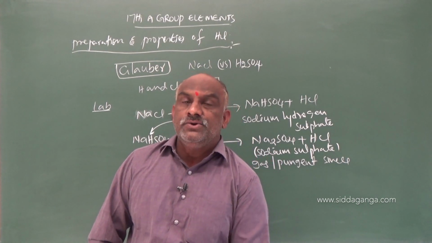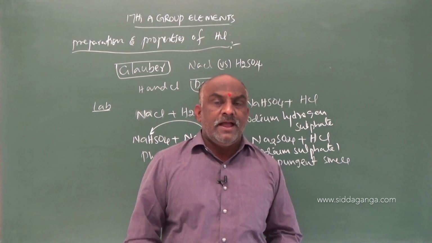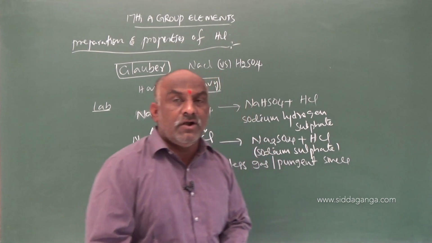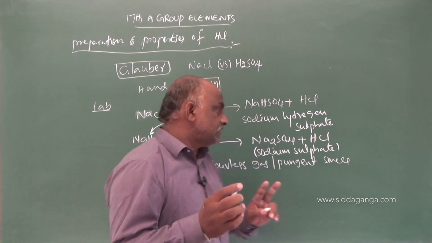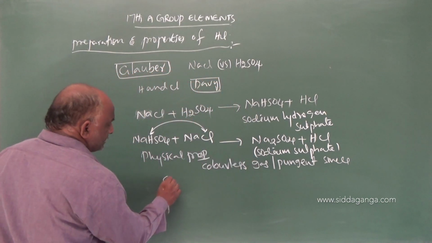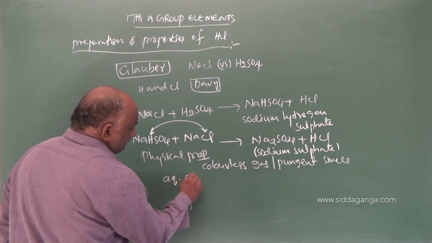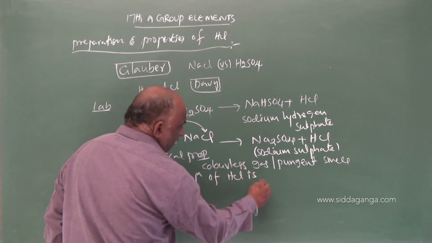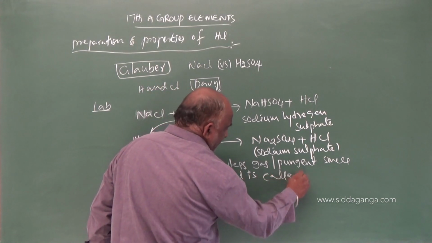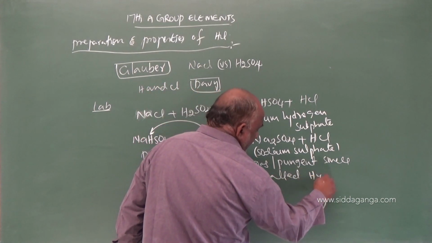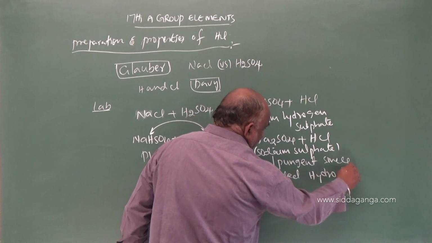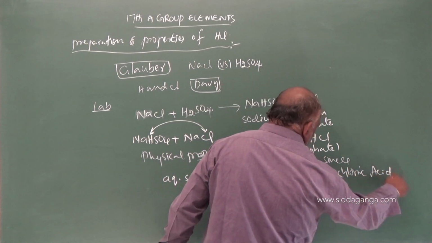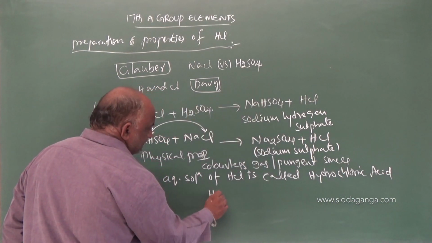It's an aqueous solution of HCl gas. An aqueous solution of HCl gas is called hydrochloric acid. This point is very important, my dear students. An aqueous solution of HCl is called what? Hydrochloric acid. So here, what reaction takes place?